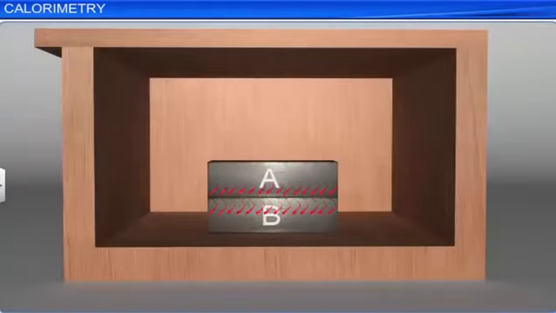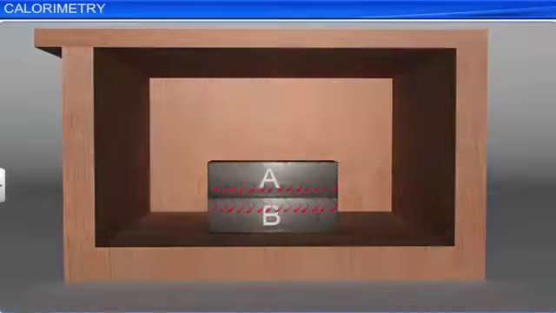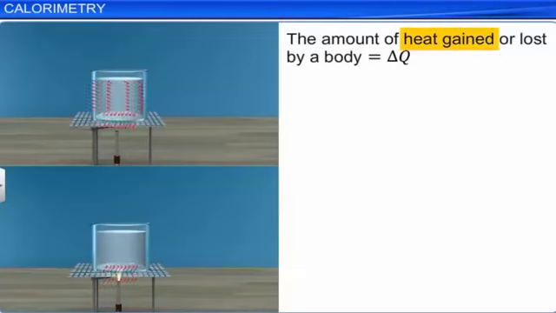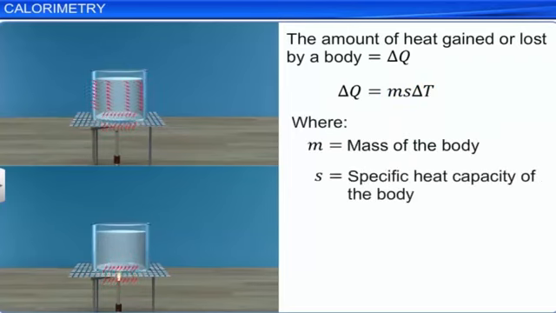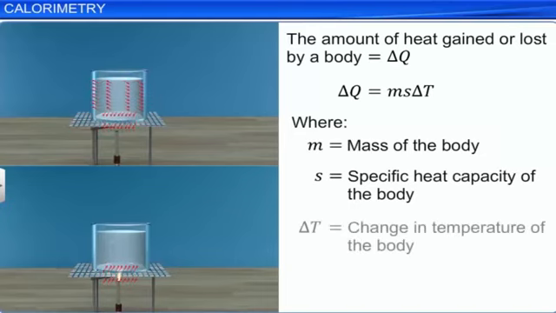Calorimetry is the science of measuring heat. Heat gained or lost by a body is expressed by the equation delta Q equals the product of m, S and delta T, where m is the mass of the body, S is the specific heat capacity of the body, and delta T is the change in temperature of the body.